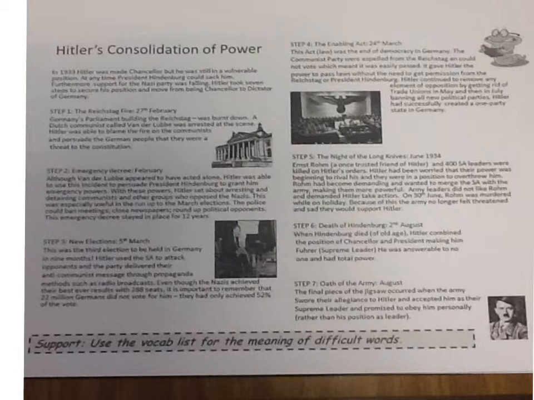Hitler took several steps to secure his position and moved from being Chancellor in January 1933 to dictator of Germany by August 1934. Step 1 was the Reichstag fire of February the 27th.